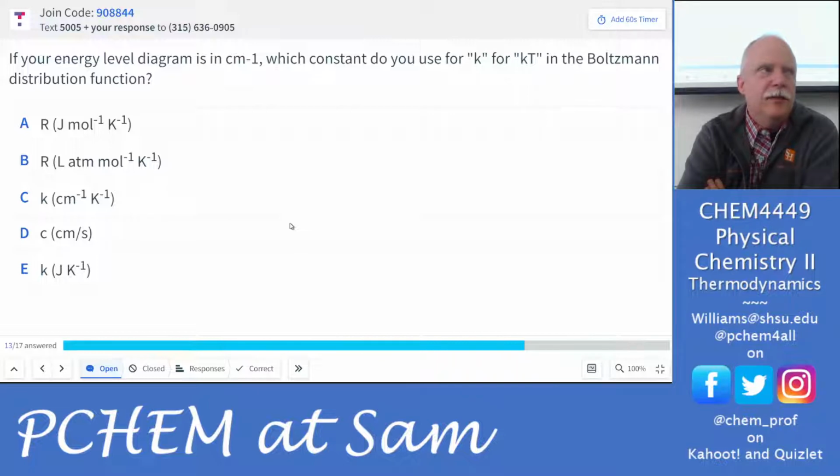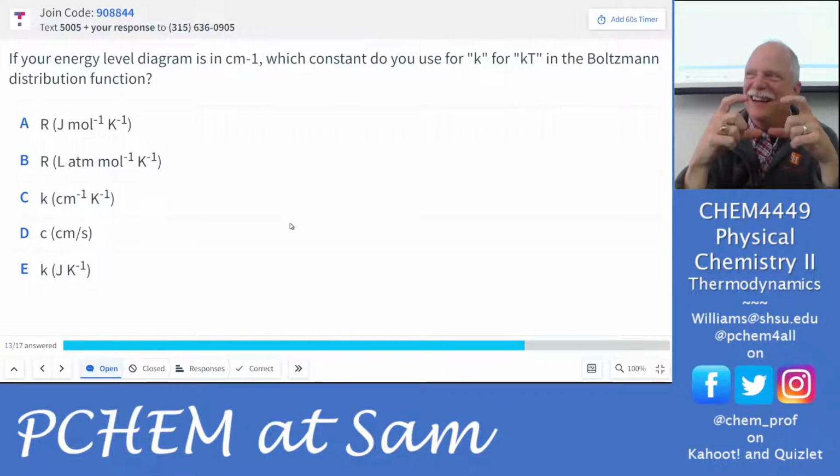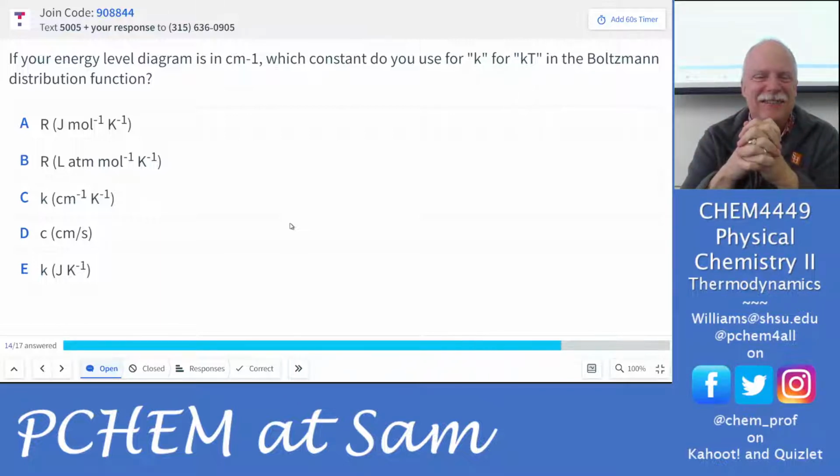And this is exactly what you're going to be thinking when you're looking at your note card. I got all these constants here. Which one do I use? And so I figured I'd just go ahead and ask now when it's not high stakes.